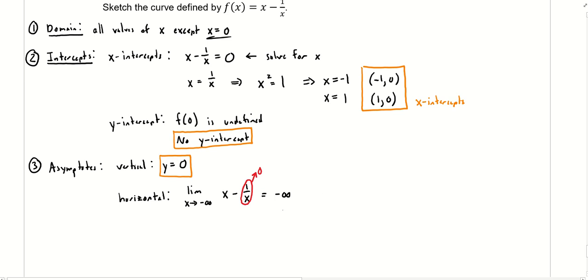So as x gets larger and larger in the negative direction, my function is also going to get smaller and smaller in the negative direction. For my other horizontal asymptote, the limit as x goes to positive infinity of x minus 1 over x, I get almost the same thing. This goes to 0 as I take this limit, and x goes to positive infinity.